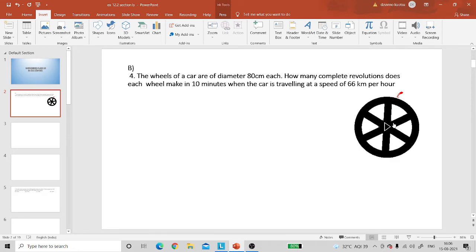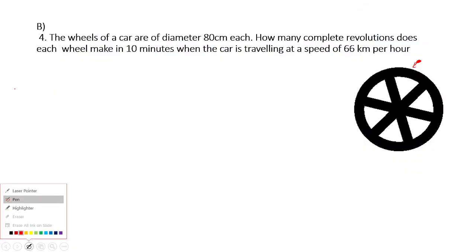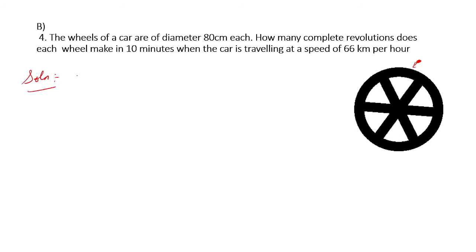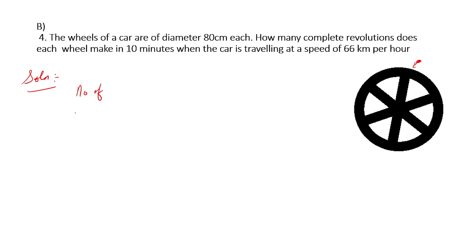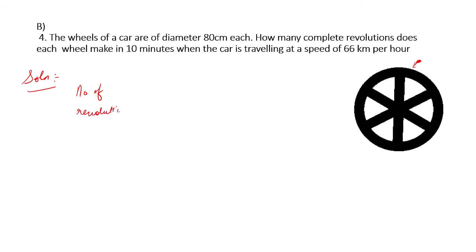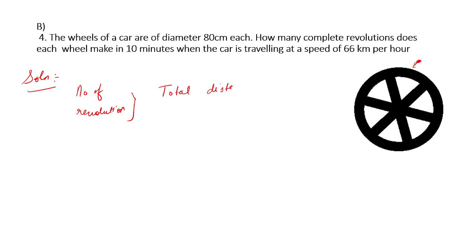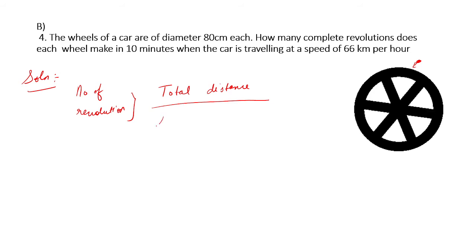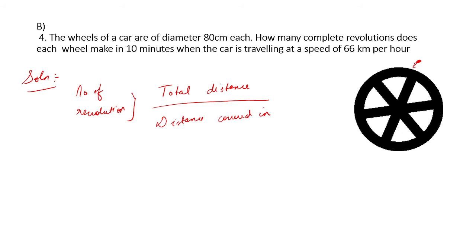They have also given that the wheels of the car have 80 diameter. Therefore, let us further go and see what we have to find out. So for this solution, how many complete revolutions does each wheel make? Therefore, the number of revolutions, the formula is total distance divided by the distance covered in 1 revolution. Clear?